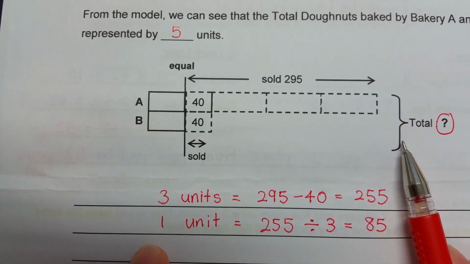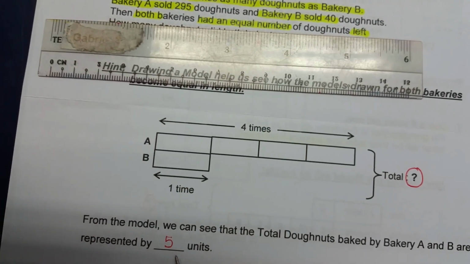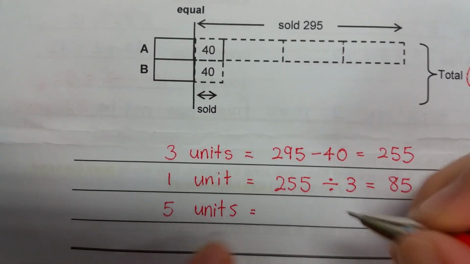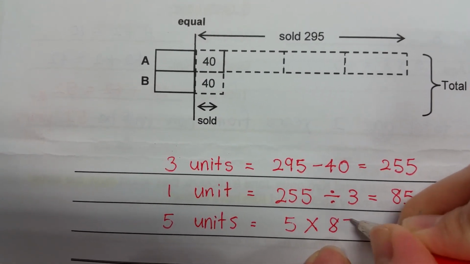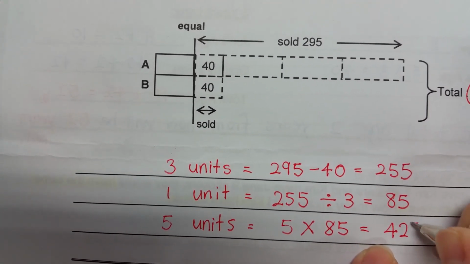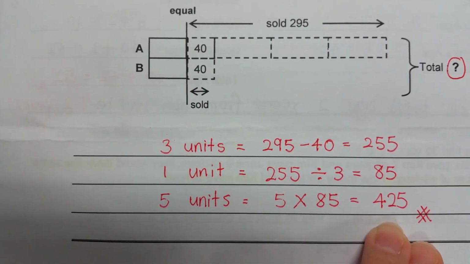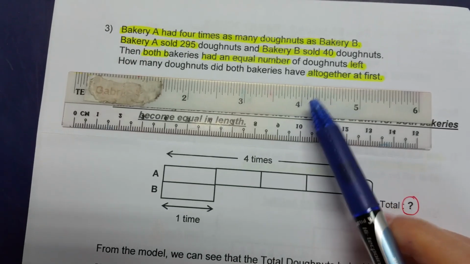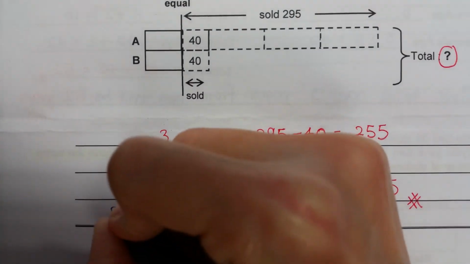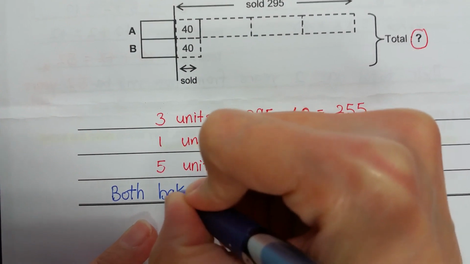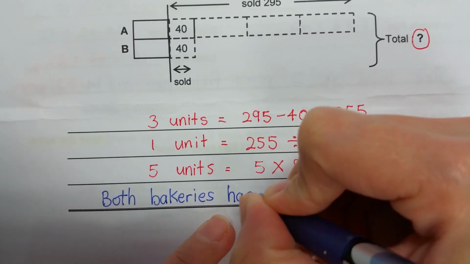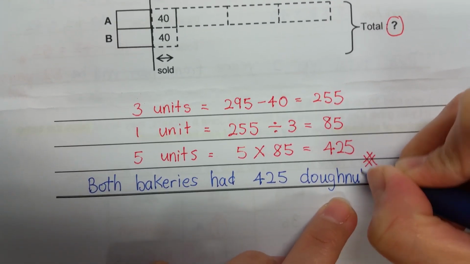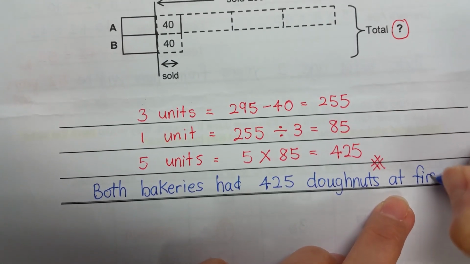I am finding the total, which means all the 5 units, these 5 units here. So I will have to solve for 5 units by multiplying 5 by 85, and I end up with 425. And 425 will be the answer for the question. How many donuts did both bakeries have altogether at first? Both bakeries had 425 donuts at first.